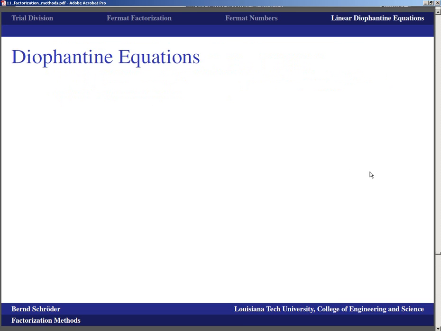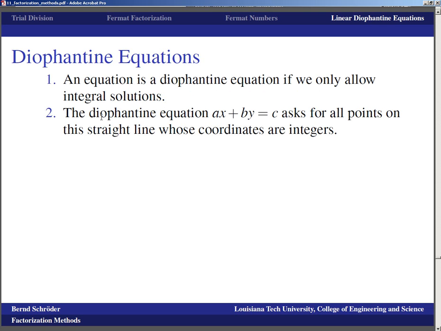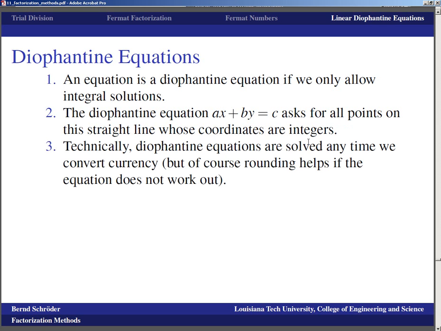So we move on, and just to finish this one out, we're going to change gears a little bit. We're going to talk about Diophantine equations, and basically an equation is a Diophantine equation if we only allow integral solutions. And so that means basically any equation you want is a Diophantine equation as long as you only allow integer solutions. And so, for example, the Diophantine equation ax plus by equals c asks for all points on this straight line whose coordinates are integers.